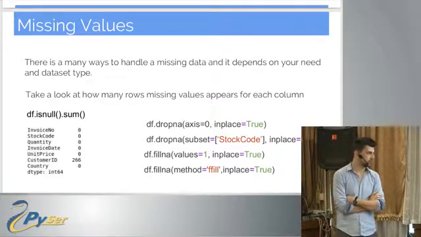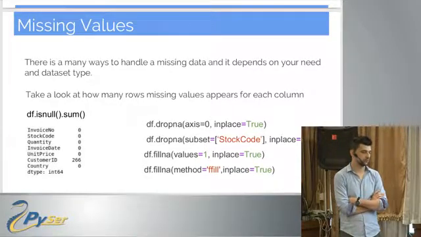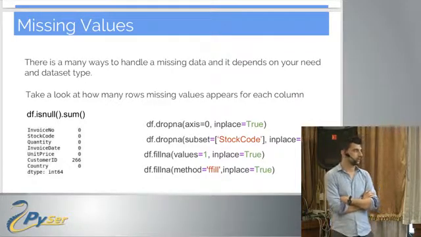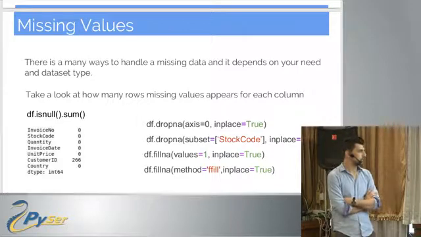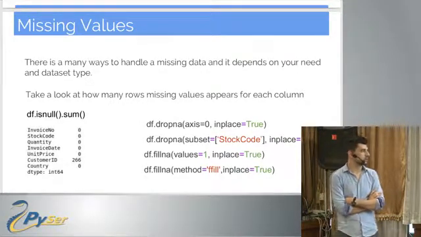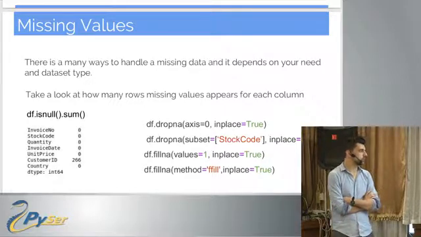Also, there are a few methods like forward fill and back fill. It will take the value of the next rows with true values, not missing values.